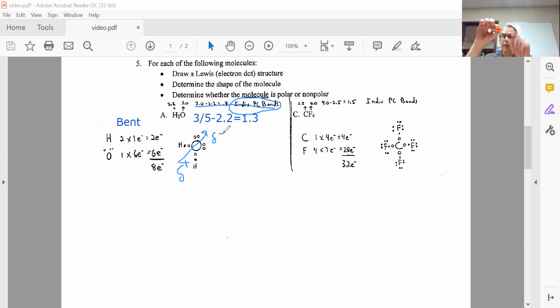If it were linear like this, would the dipoles cancel out? Yes.